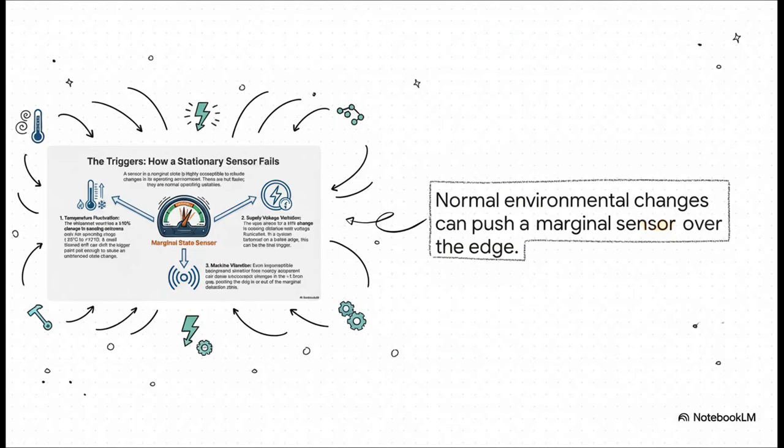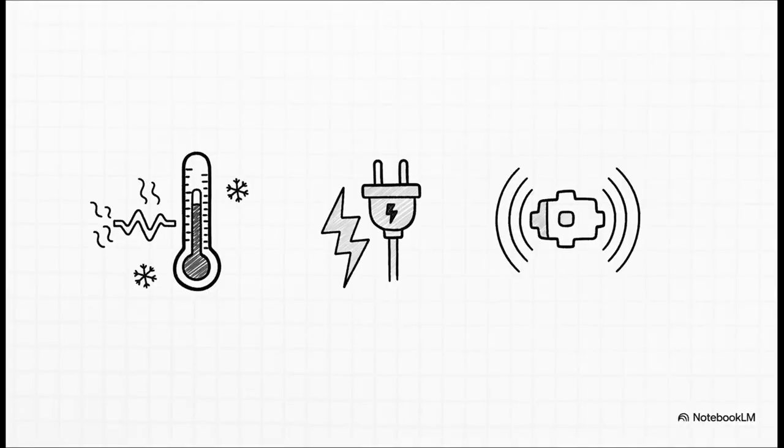And where do those nudges come from? Well, they come from the normal, everyday operating environment of the machine. These aren't other faults or big problems. They're just perfectly normal variables that a healthy, stable system would completely ignore, but that a marginal system just cannot handle. So what are these triggers?